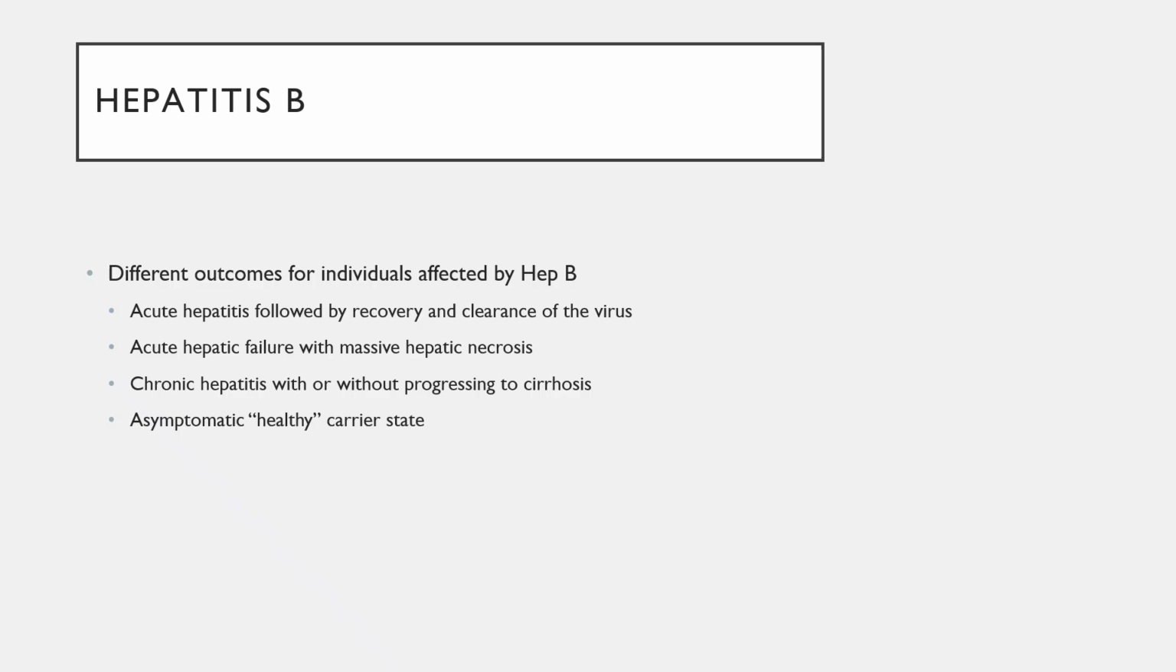One of the most important things to understand about hepatitis B is that there is no single predictable outcome. Same virus, wildly different patient trajectories. Let's walk through them. Most adults will develop an acute infection and successfully clear the virus. Their immune system basically says, not today. But on the severe end, you can see acute hepatic failure with massive necrosis, meaning hepatocytes are dying faster than the liver can compensate. This is catastrophic.